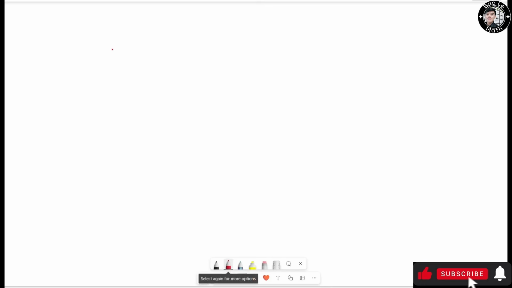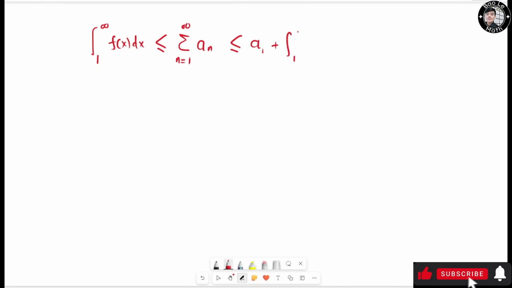Now remember that the upper bound and lower bound of the series is given by the integral from 1 to infinity of f of s ds less than or equal to the series a sub n when n goes from 1 to infinity, less than or equal to a sub 1 plus the integral from 1 to infinity of f of s ds.